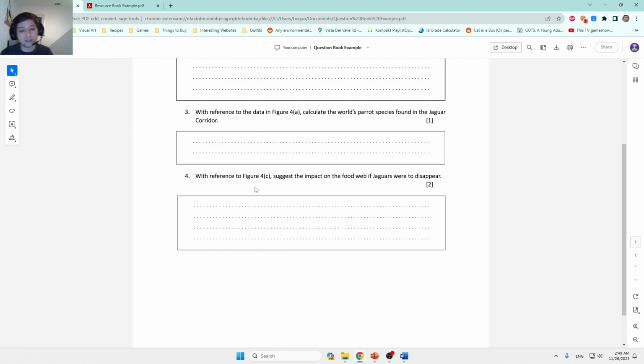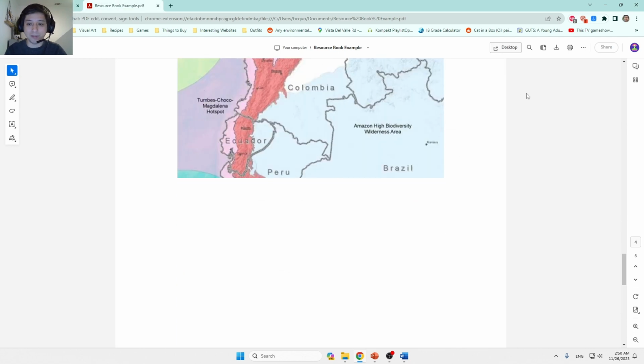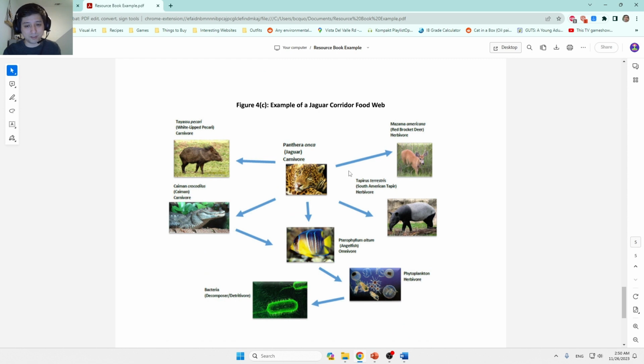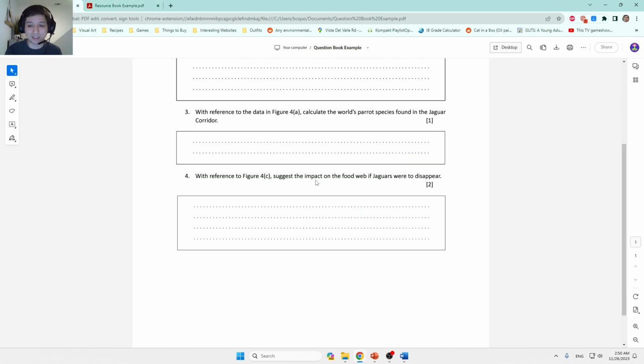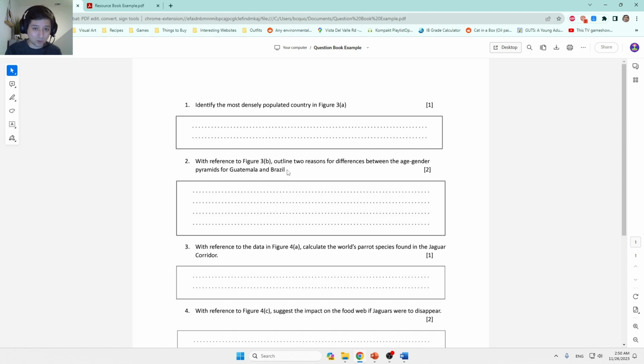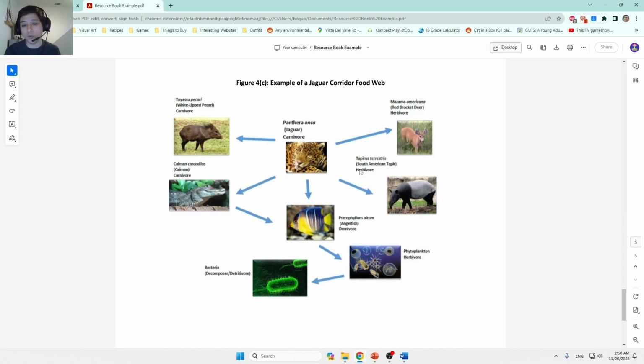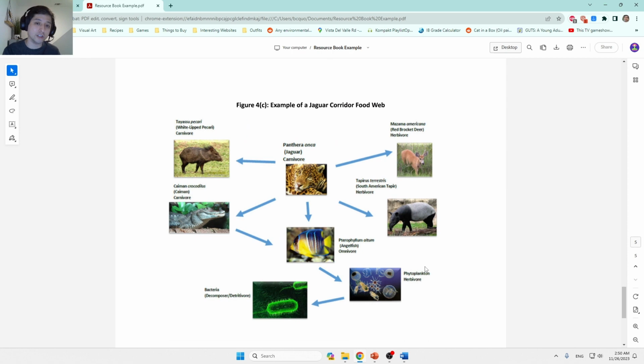And then 4, with reference to Figure 4c, suggest the impact on the food web if jaguars were to disappear. The 2-point question, it might be a little bit more difficult, but this one's actually pretty simple. Again, a jaguar is a keystone species. It's very important. It's at the top. If the jaguar disappears, this whole food web might disappear. That might be a point that you bring up. Okay, but that requires some background knowledge as well. So this is another type of question. So most of these questions require you to look in your resource booklet and answer a question about the figure.